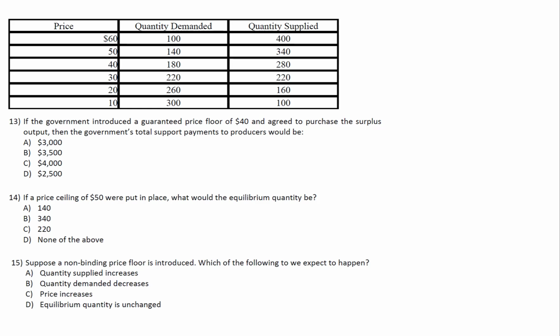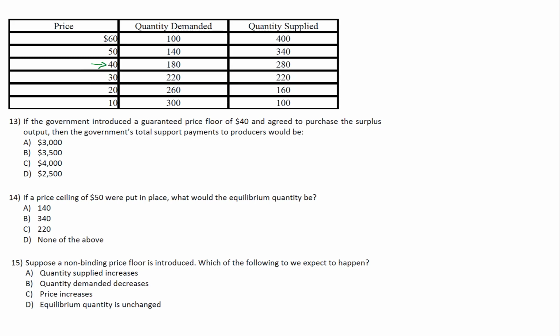The first thing to do is identify the equilibrium price and quantity. That happens where quantity supplied equals quantity demanded, and that happens at a price of 30. At a price of 30, we have 220 units supplied and 220 units demanded. Now suppose we institute a price floor of $40.